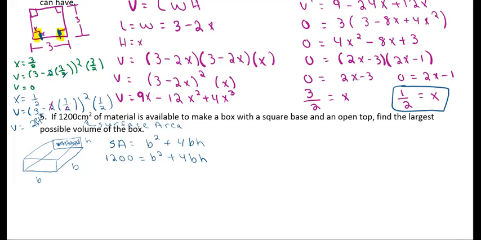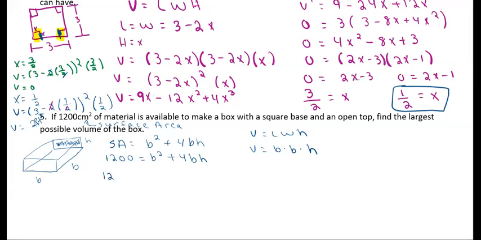So instead, let's solve it for H, because remember, when we get our volume equals length times width times height, we're going to need to make it so that we only have one variable remaining. And we know that in this case, the length and the width are both B. So our H is going to cause us some trouble. So let's see if we can solve this equation for H in terms of B, so that when we go to find our volume, we have only variable B. We can do that. Let's see here.